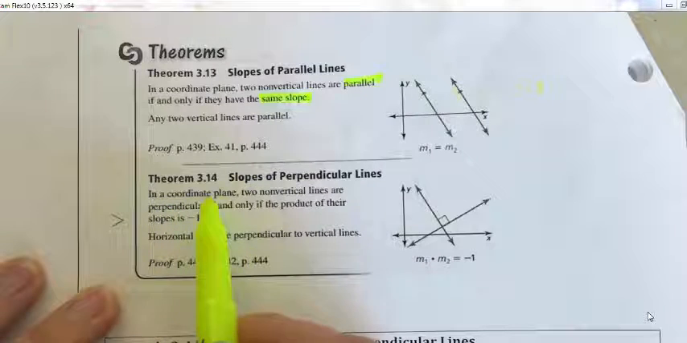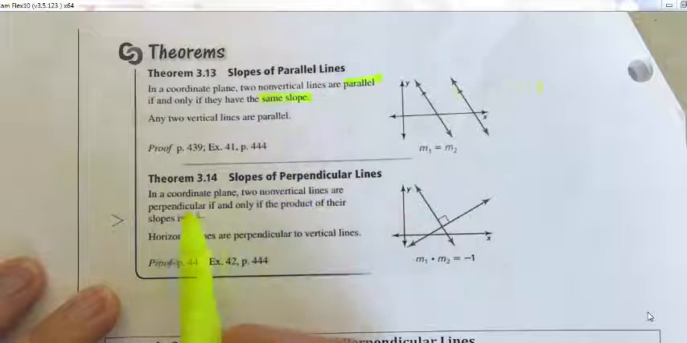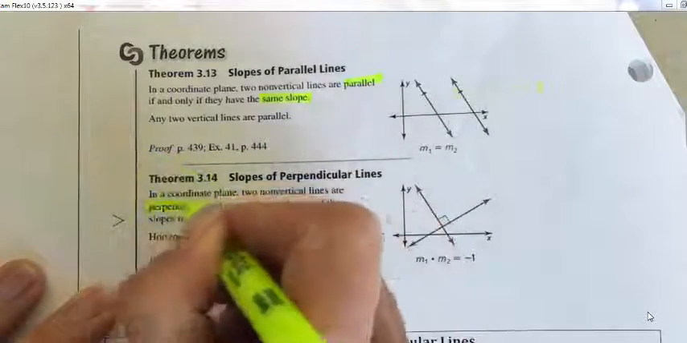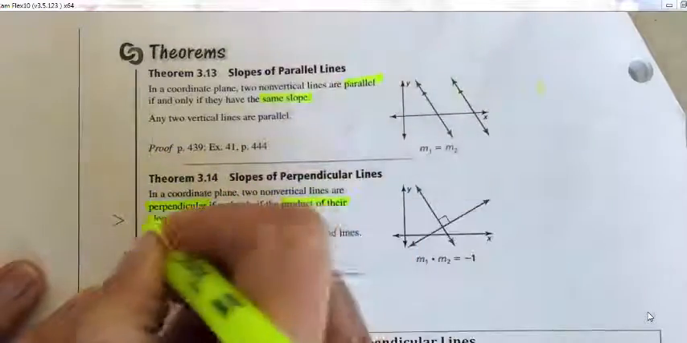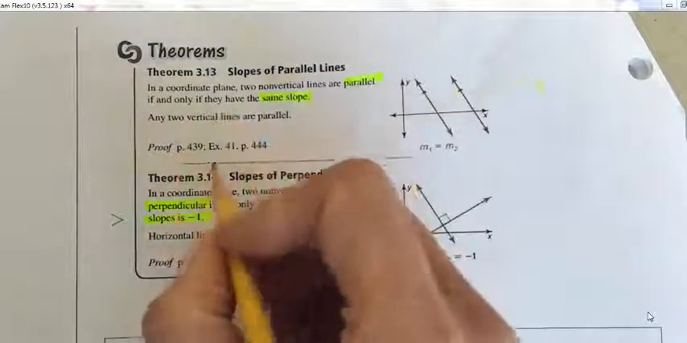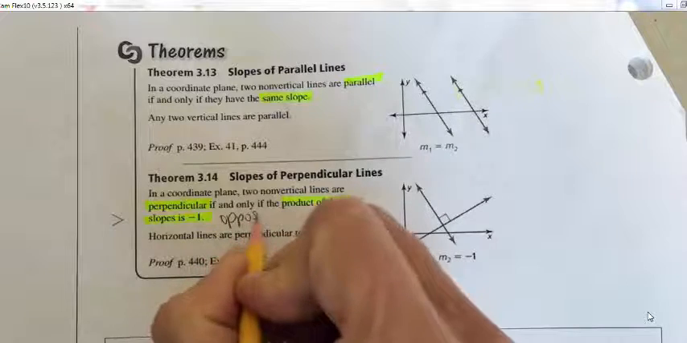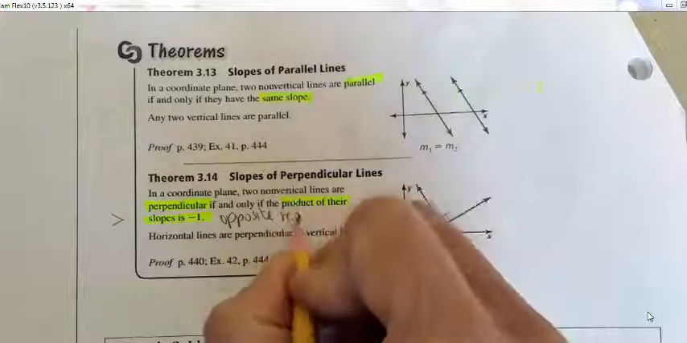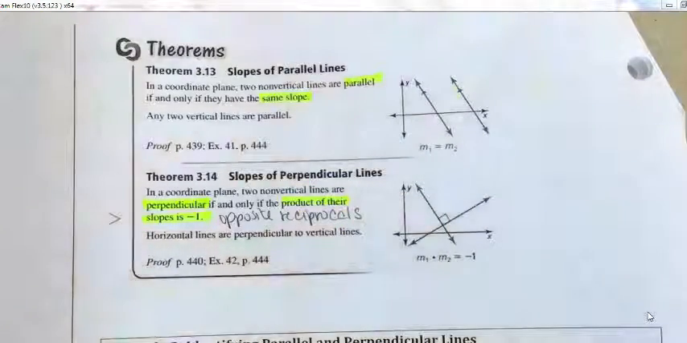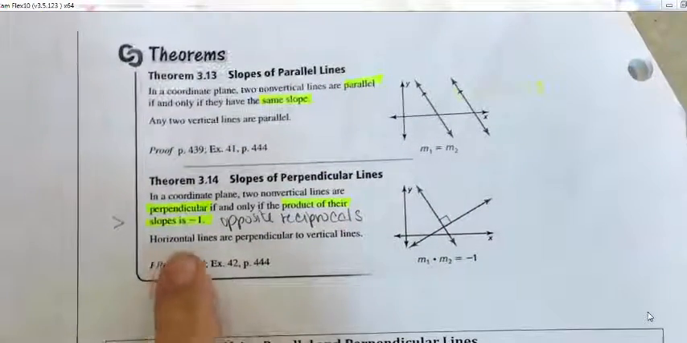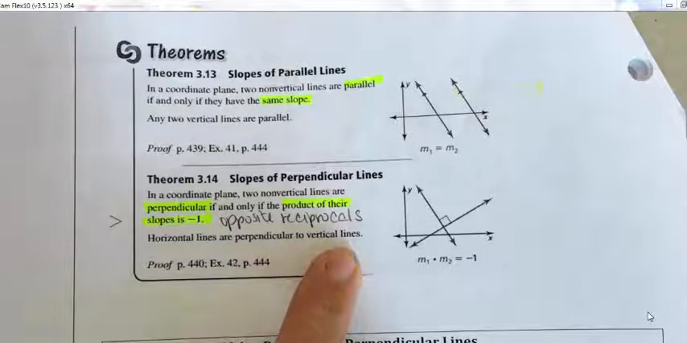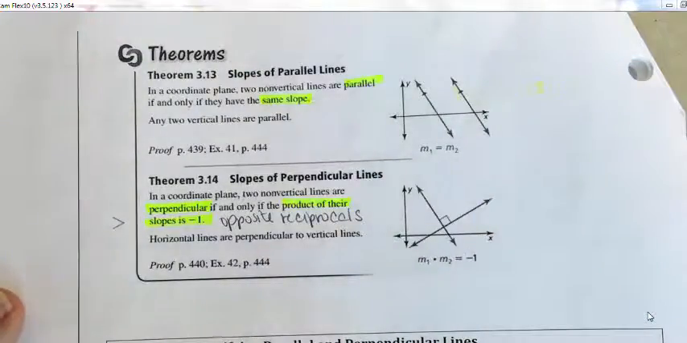Perpendicular lines in a coordinate plane, two non-vertical lines are perpendicular if and only if the product of their slopes is -1. So perpendicular if the product of the slopes is -1, or the way that I like to say it is that they are opposite reciprocals. And here they say that horizontal lines are perpendicular to vertical lines. Okay, so let's talk about the slope of vertical lines and horizontal lines real quick.